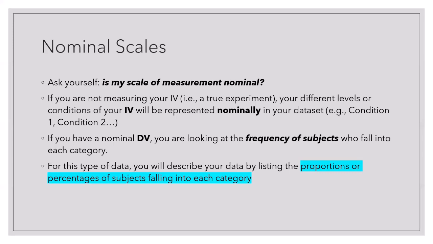And if you have a nominal dependent variable, which is possible, you are looking at the frequency of subjects who fall into each category. So an outcome such as a dependent variable of commits violence versus doesn't commit violence is an example of a nominal dependent variable. For this type of dependent variable data, you would describe it by listing the proportions or percentages of subjects falling into each category.